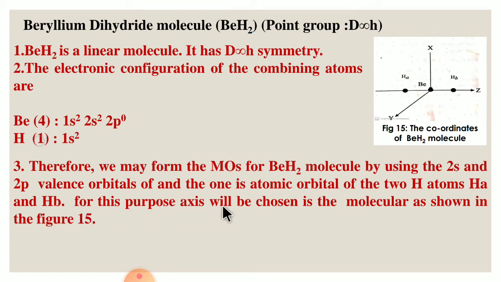For this purpose, the axis chosen is the molecular axis, as shown in figure 15. Here at the center there is a beryllium atom, and two hydrogens, HA and HB, are the peripheral hydrogen atoms. The Z axis is passing through these three atoms, beryllium and the two hydrogen atoms. Therefore, this is the principal axis chosen for the symmetry operation. So this diagram shows the coordinates of the BeH2 molecule. The remaining coordinates, that is the x and y axes, are also shown here.